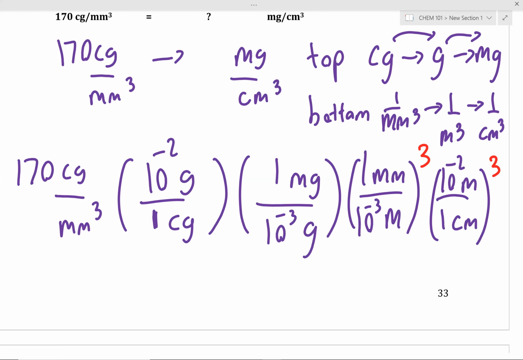Oh, so the centimeters need to be on the bottom. But there's 10 to the negative second meter per centimeter. Does that make sense? Otherwise, it's perfectly set up.